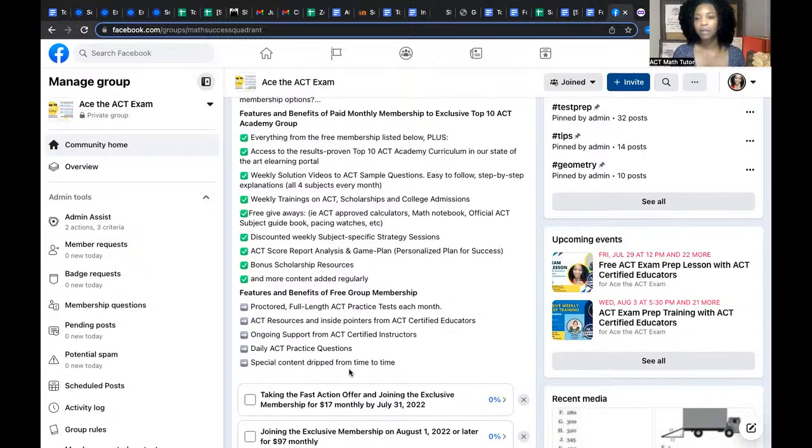But for $17 a month, it's like the Netflix of ACT prep, I should say. So for $17 a month, you have subscription access to all of those resources. And once you get in the portal, then you will see how phenomenal it is. It's really a steal at $17 a month.